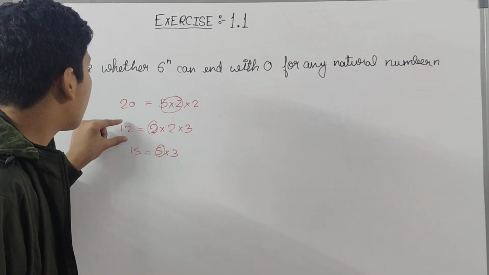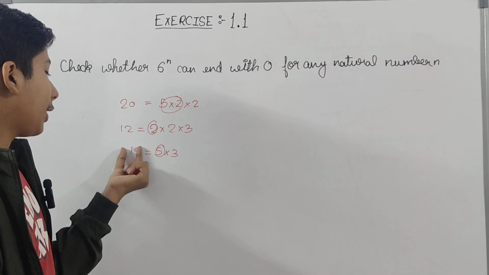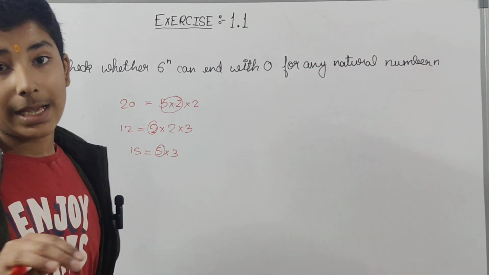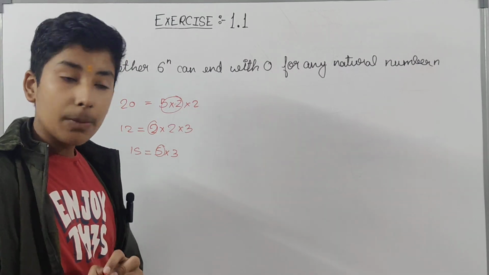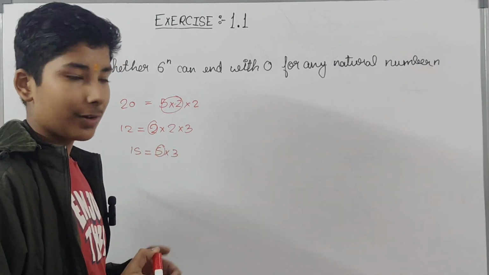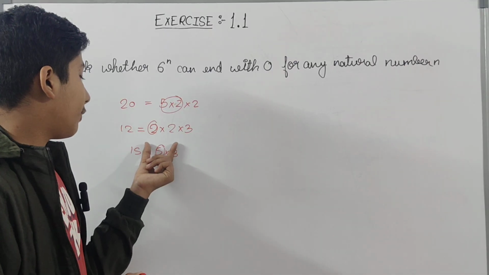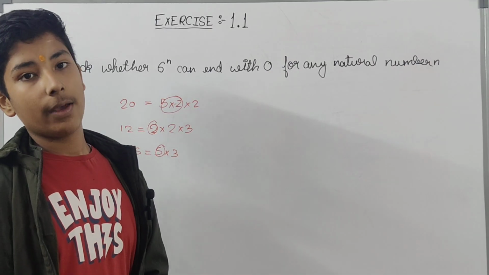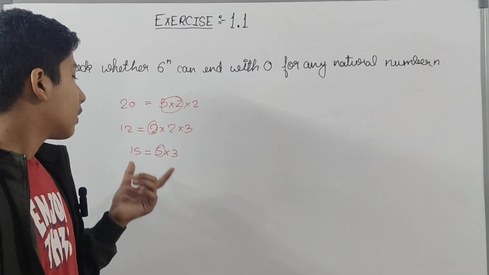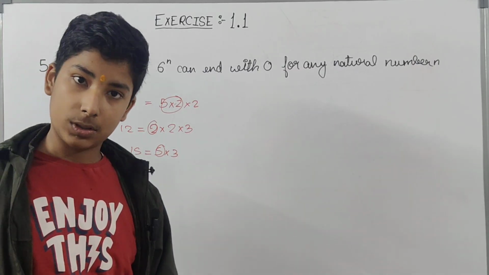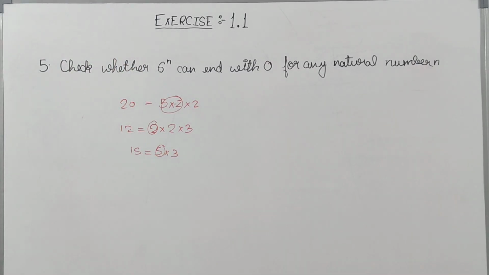Means 12 to the power n or 15 to the power n for any natural number n can never end with 0. Why? Because any number to end with 0 must have prime factors 5 and 2 both. Now let me erase these both.